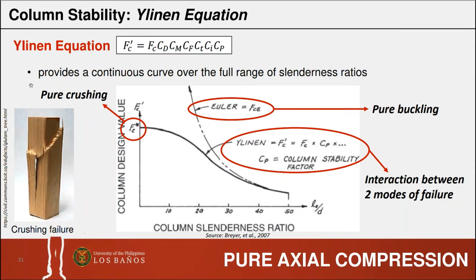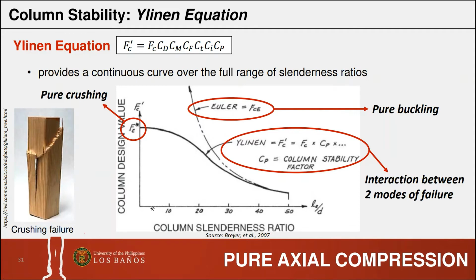So next we have the Euler equation. The uppercase F prime c is equal to the uppercase F sub c multiplied by the adjustment factors C sub D, C sub M, C sub F, C sub T, C sub I, and C sub P. So this provides a continuous curve over the full range of the slenderness ratio, as you can see here. If the slenderness ratio is 0 or very low, the value for F sub c will represent the pure crushing failure, as you can see here.